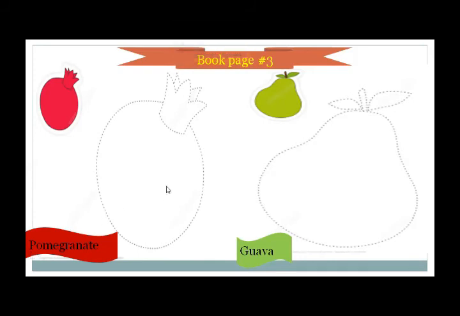So what will you do in book page number 3? First you will complete the picture. Then you will start coloring in it. Just as it is, you have the picture in your book page number 3. Which color will you use? You will use the red color for the pomegranate and the green color for the guava. All of you got it?